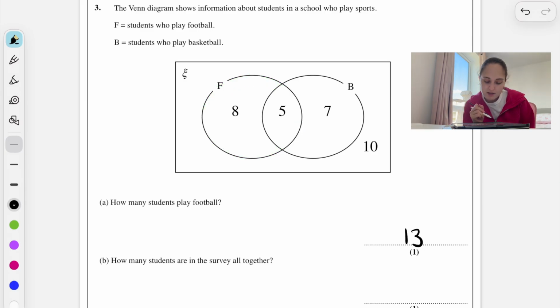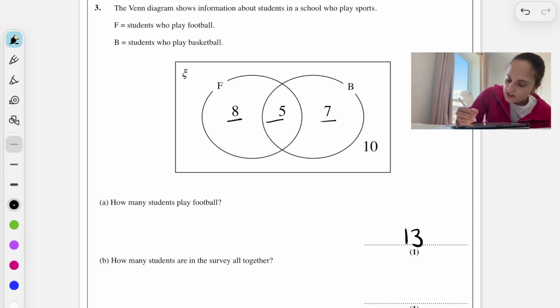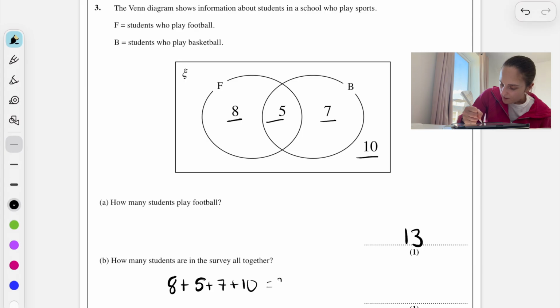The next part, it says how many students are in the survey altogether. To do this, we simply add up all of the totals. So we have 8 in here, 5 in here, 7 in here, and 10 in here. So we simply do 8 plus 5 plus 7 plus 10, so that's going to be 30. So there are 30 students altogether.